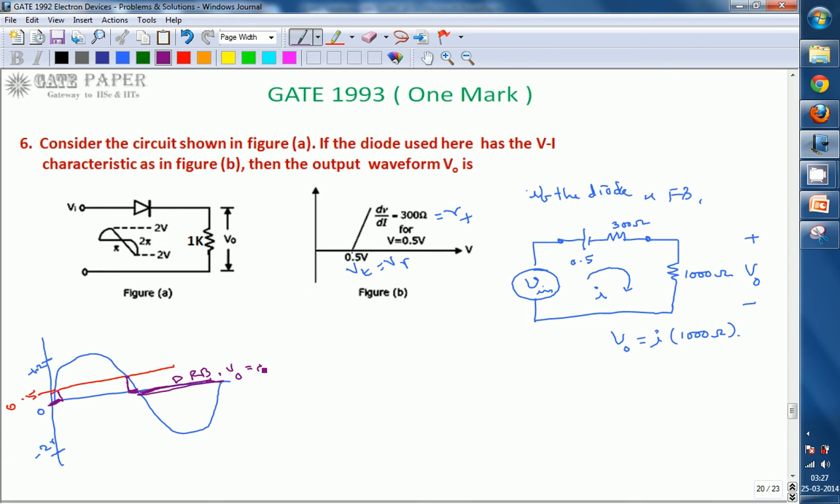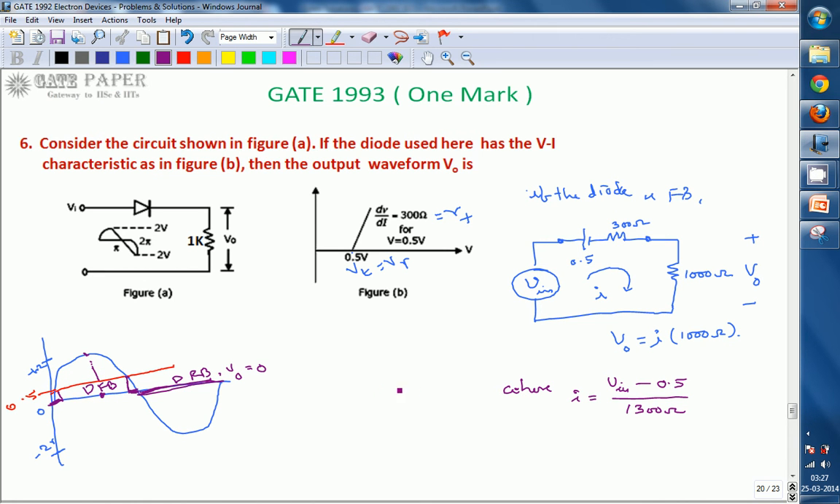Now, during this portion the diode is forward bias, where the diode can be replaced with the piecewise linear model, and you can draw the waveform like this, where I is equal to V input minus 0.5 divided by the total resistance, that is 1300 ohms. Now the maximum value of the signal is available whenever V input is maximum. V input is maximum at +2 volts. So if you draw a vertical line at this point, you will get the maximum output.